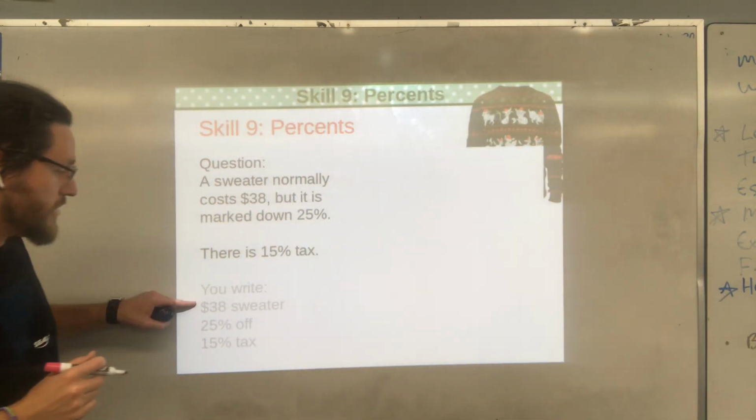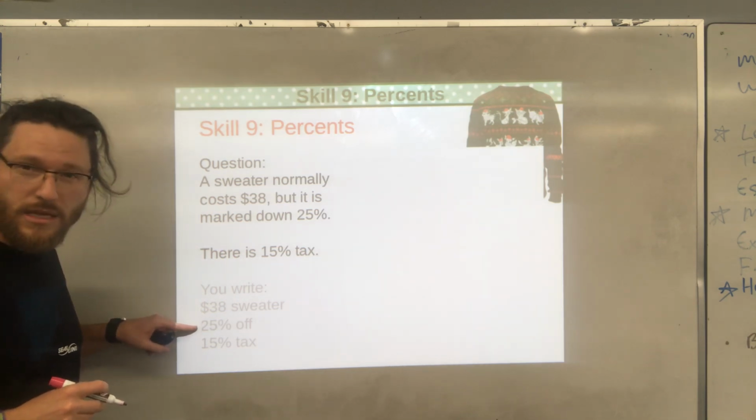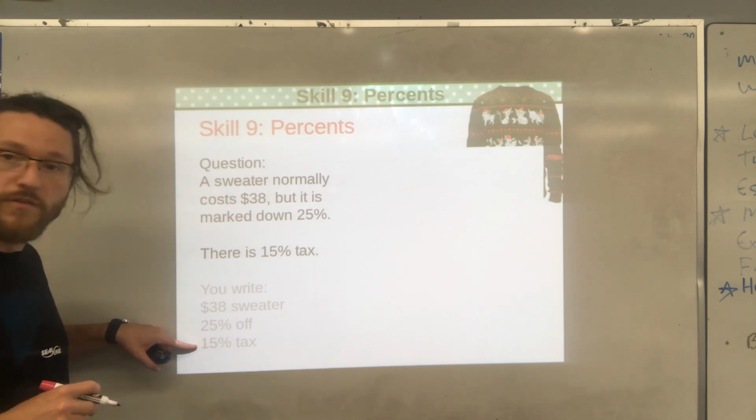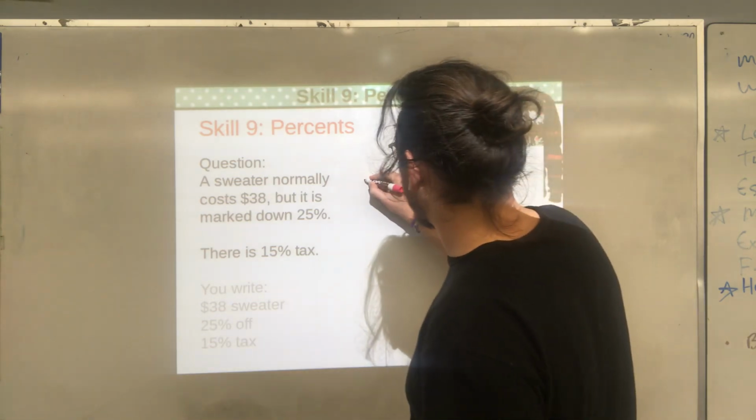Okay, I want you to write: $38 sweater. It's 25% off, and that's going to be a little bit new. And then we're also adding in the Washington State sales tax of 15%. So in order to do this one, we're starting with $38.